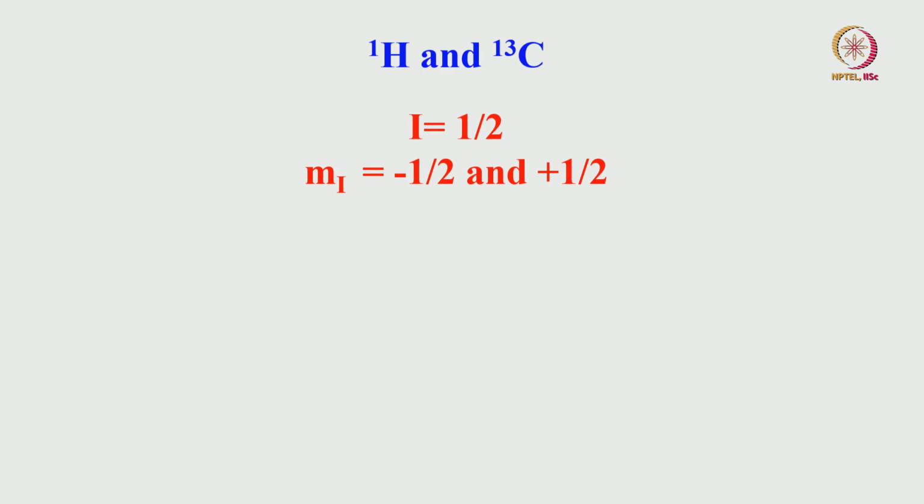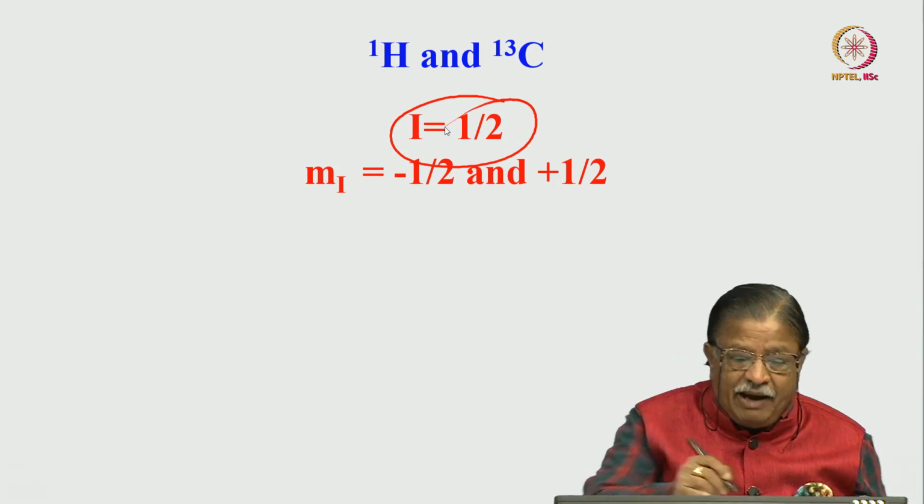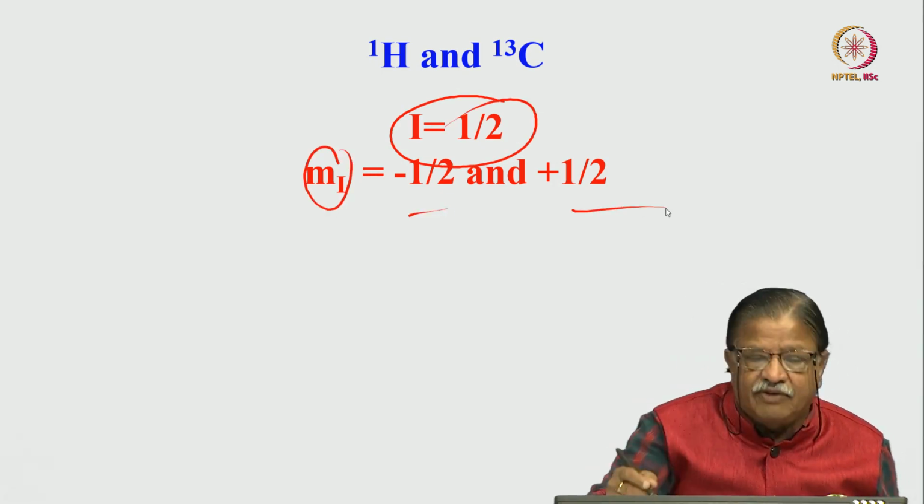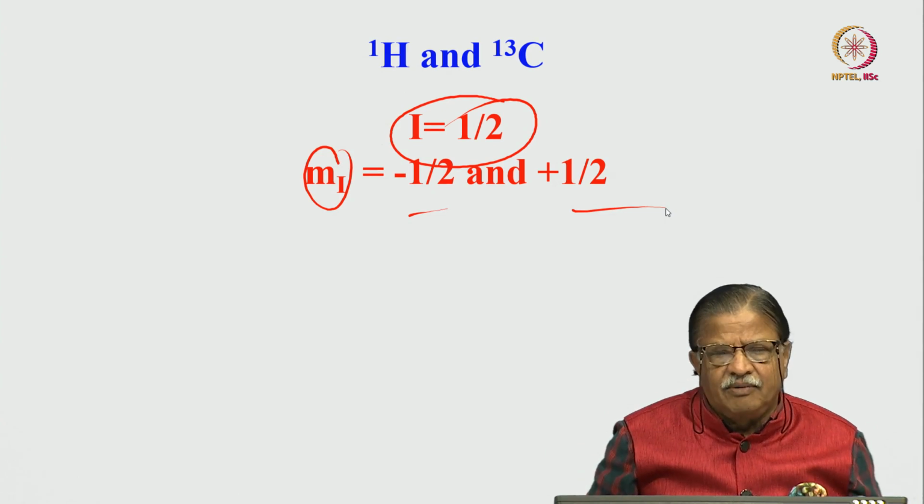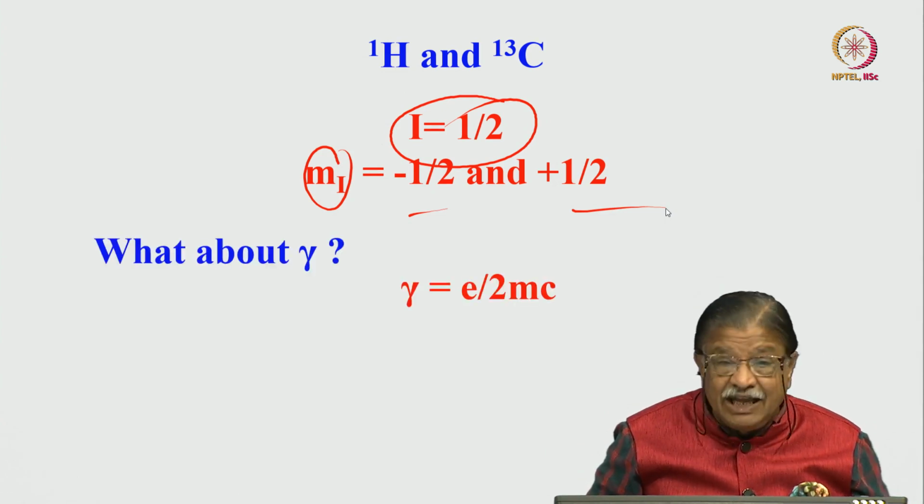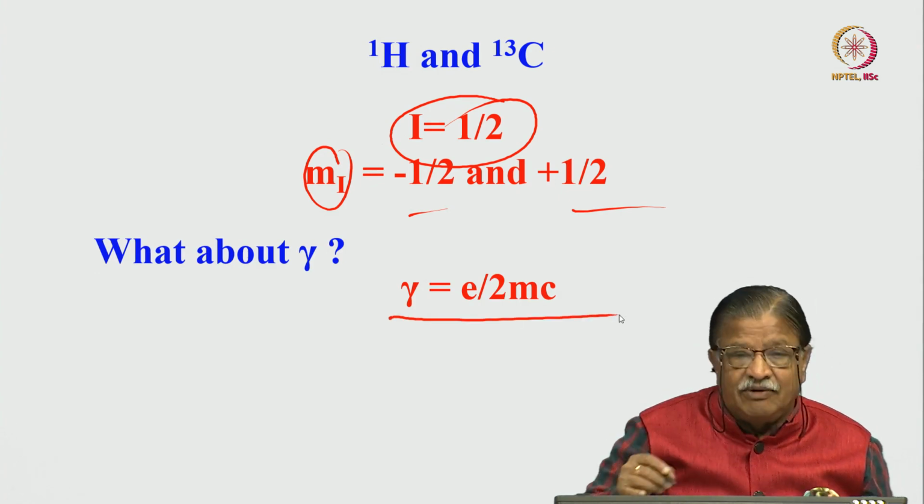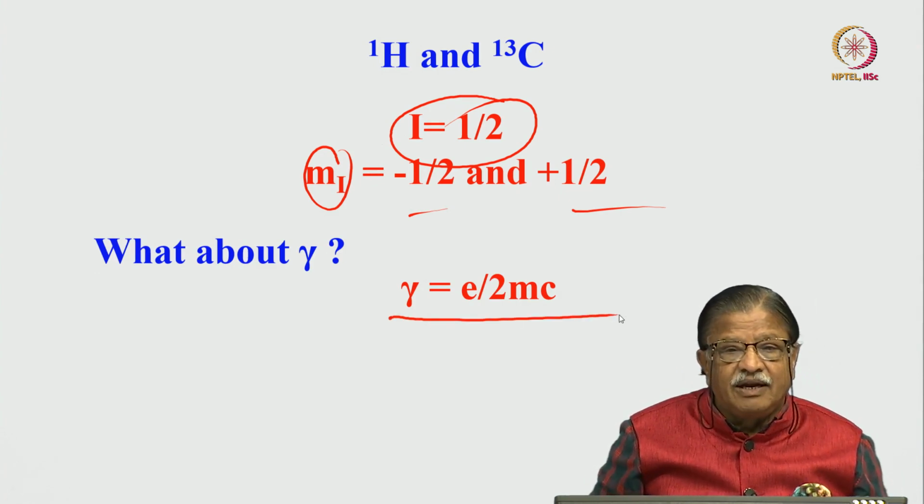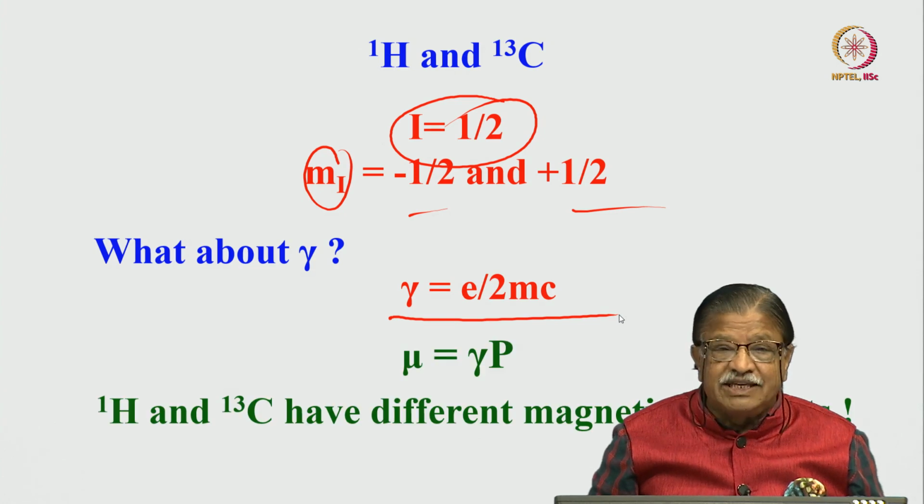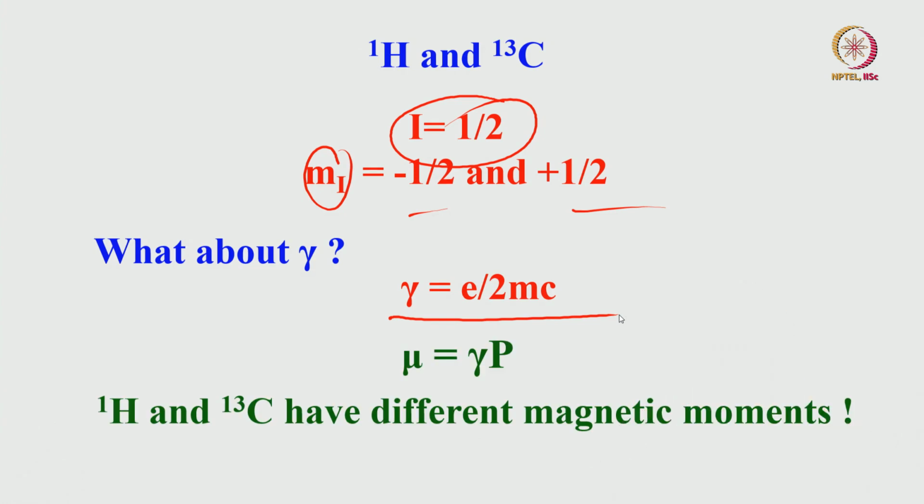Both are spin half nuclei, that is, the spin quantum number is a half, and the magnetic quantum number is minus half and plus half. Then what is the difference? Both are same. The difference comes in gamma. If you look at gamma, gamma is equal to e over 2mc. Now m is different. As a consequence, gamma is different, so mu is different. So mu is equal to gamma into P.